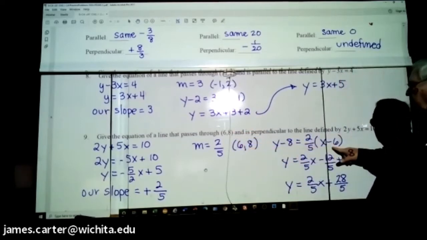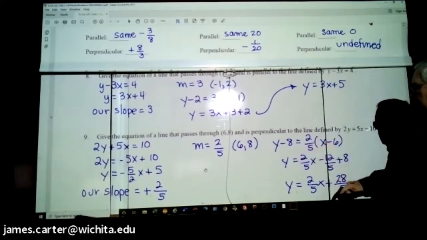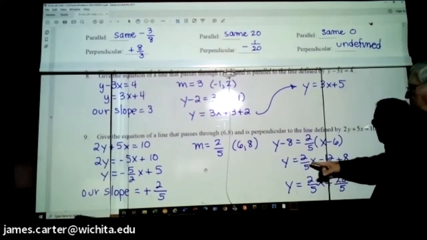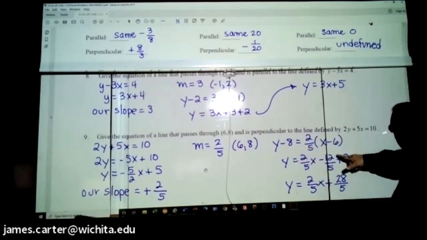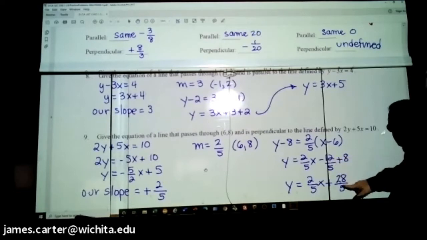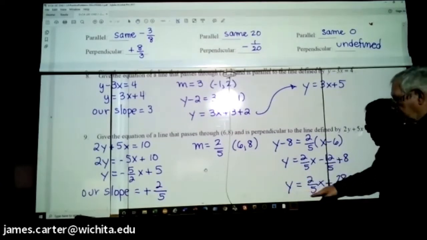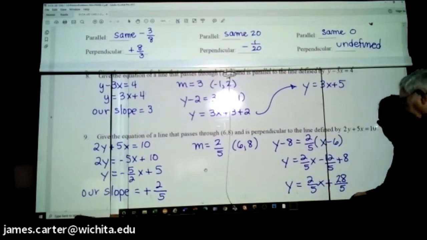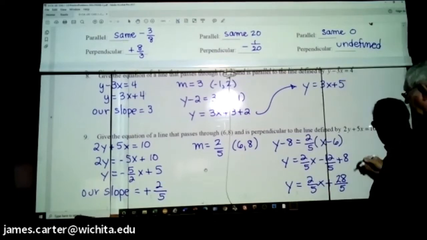We use the point slope formula, substituting the 8 and the 6 and the 2/5. Okay, we distribute, take the 8 over to the other side. We're going to have to play the common denominator game here and make this 40/5. So 40/5 minus 12/5 is 28/5. And then 2/5 x. So this is the equation of the line here. In other words, here, I would make this 40/5.